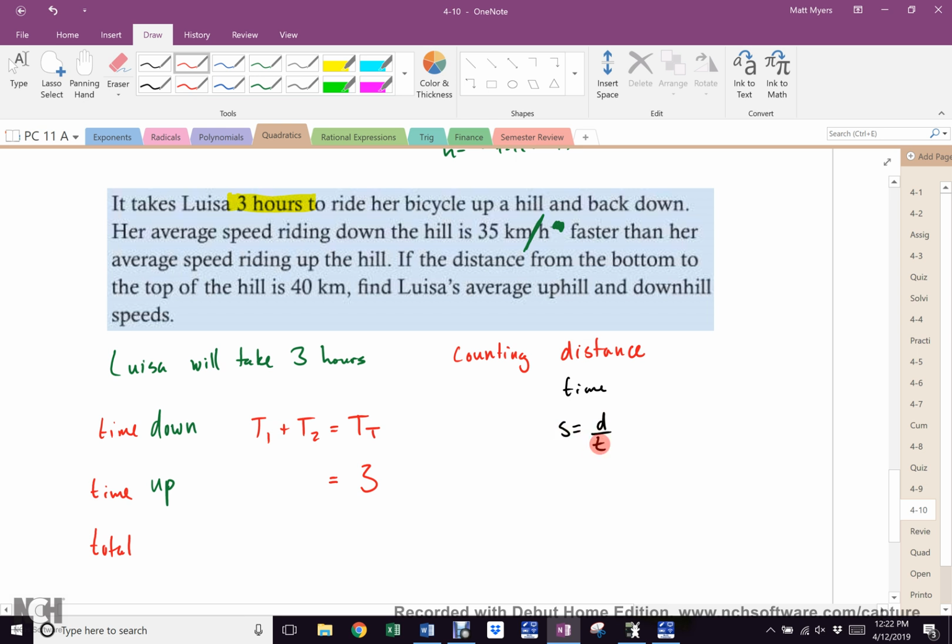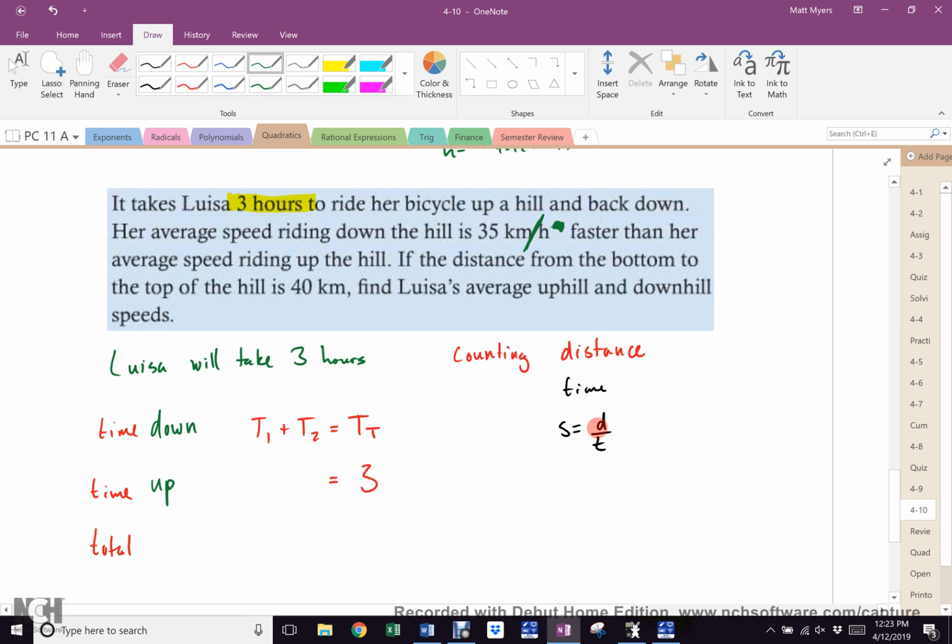What else do I know? If speed equals d over t, what else do I know? I know her speed is 35. Do I know a distance? Distance from the bottom to the top of the hill is 40. So her distance uphill is what? 40. Over what do we know here? Do we know the time uphill? No. But we also know what's her downhill time. Read the question though. Her average speed is 35 kilometers faster than her uphill speed. So is 35 the right thing there? Okay. So we're in trouble.